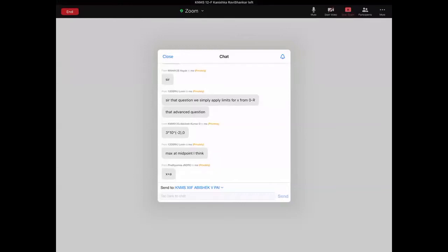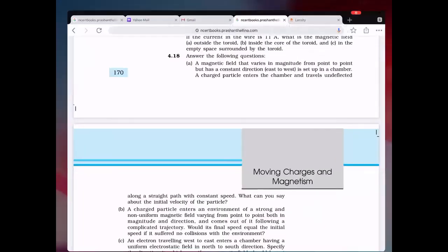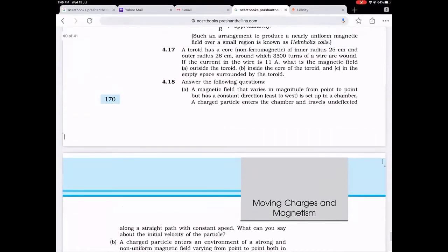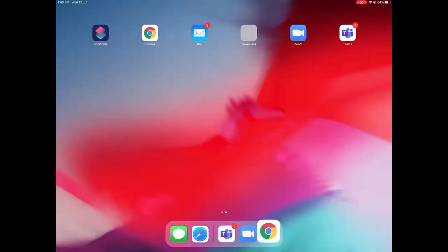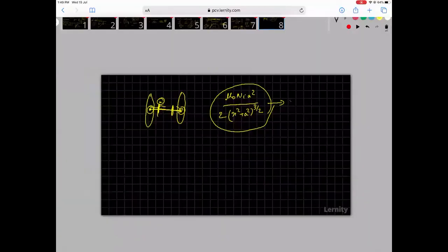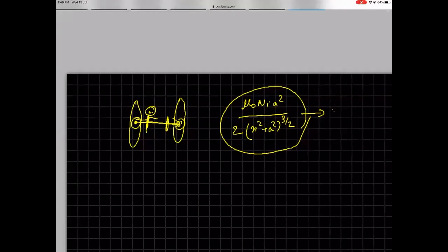Look at the next question. Tell me the answer for the 18th question. Sorry, 17th question. In the 17th question, there is a toroid. The outer radius and the inner radius are given to you. So how does it work?